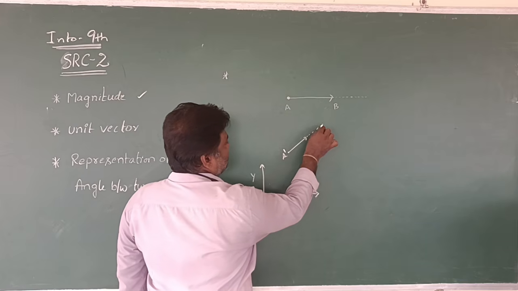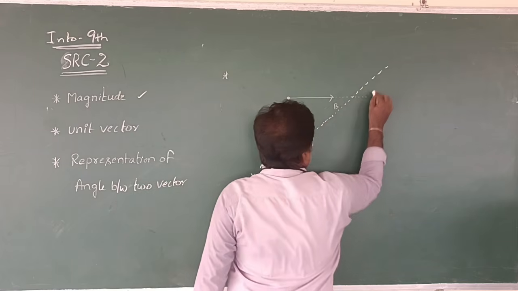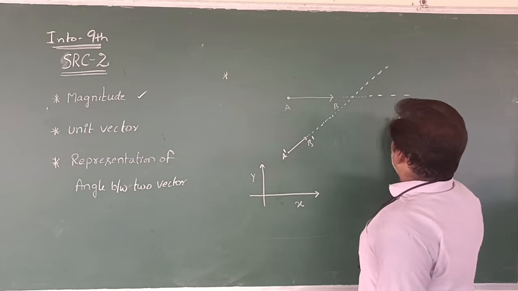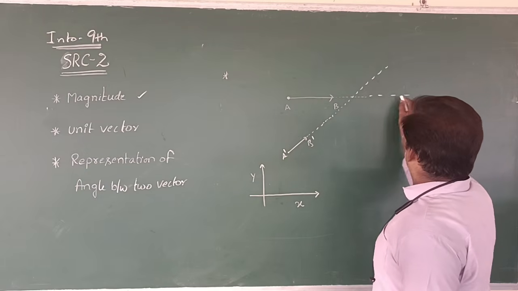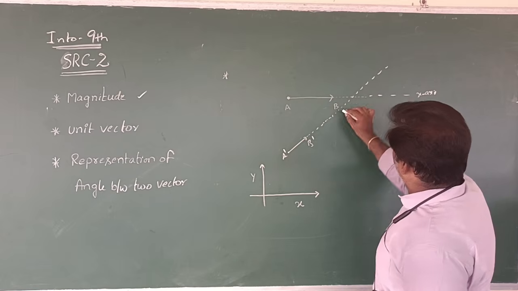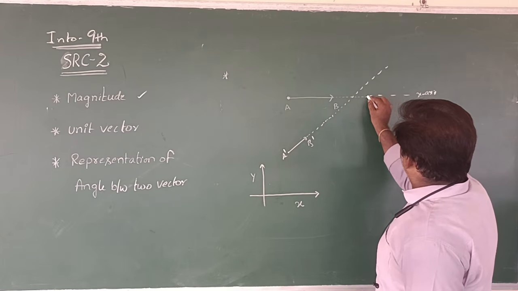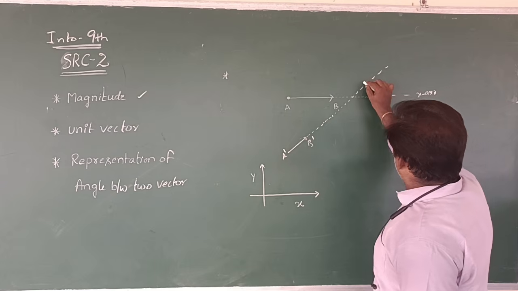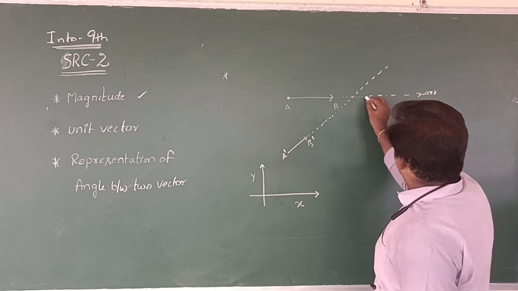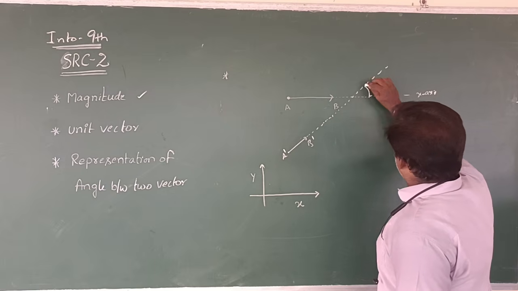Let me extend this one. Look, if you extend, you may get a chance. This is the horizontal, I mean the x-axis, and this is the given vector A prime, B prime. It makes an angle here. The angle is always drawn from the axis, not from the given vector, from the axis. This is the x-axis, and in the anti-clockwise direction.